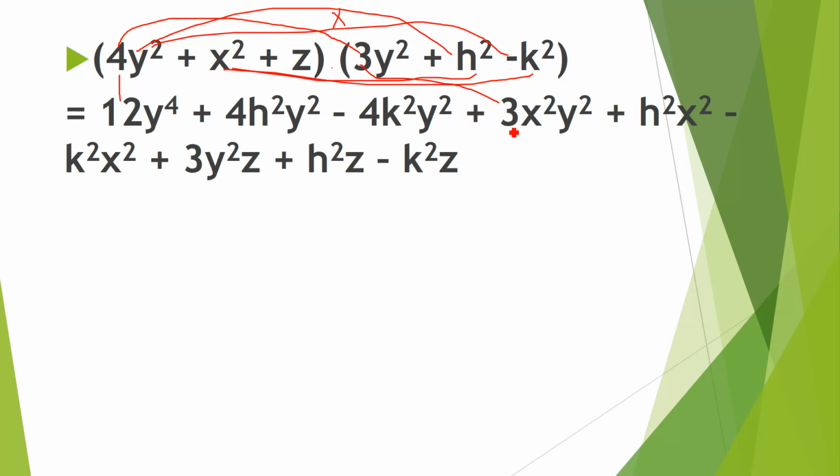You have to find out if there is the same power, right? So this is y4. We do not have any other y4. It will remain the same. Next, h square y square. So we do not have any other h square y square, it remains the same. This is for k square y square. Is there any k square y square? No, we have k square x square. So I think we do not have any pair or anything. So this is the answer. If you do not have anything the same, you cannot add or subtract. So this is the answer.